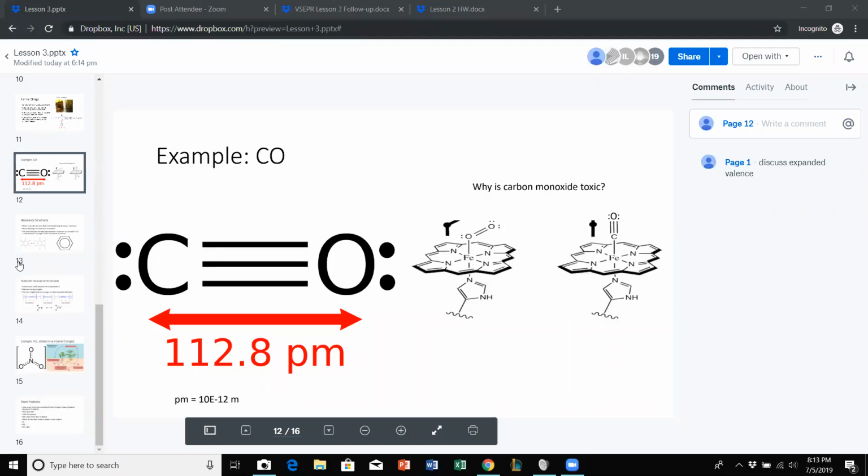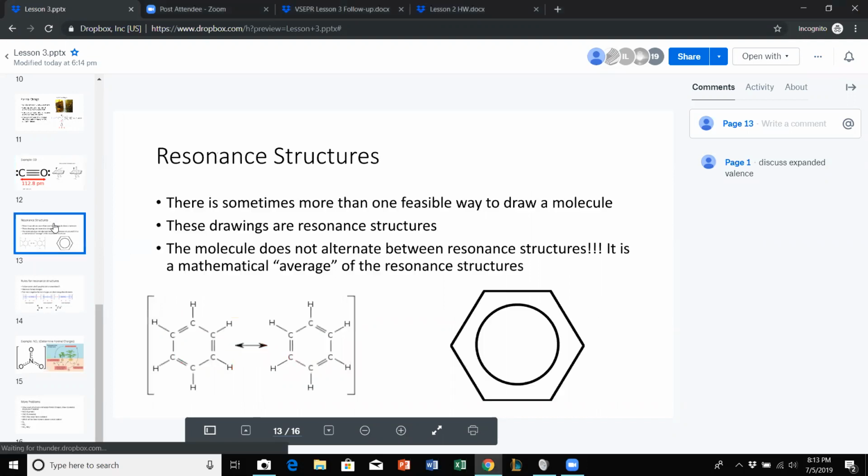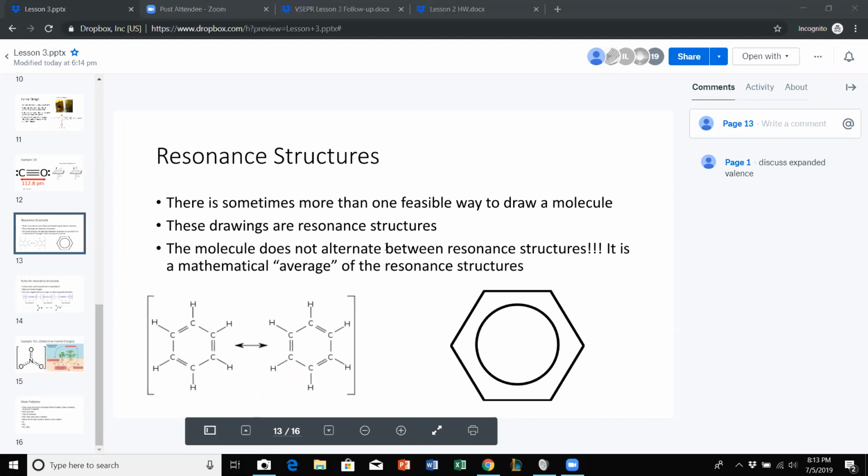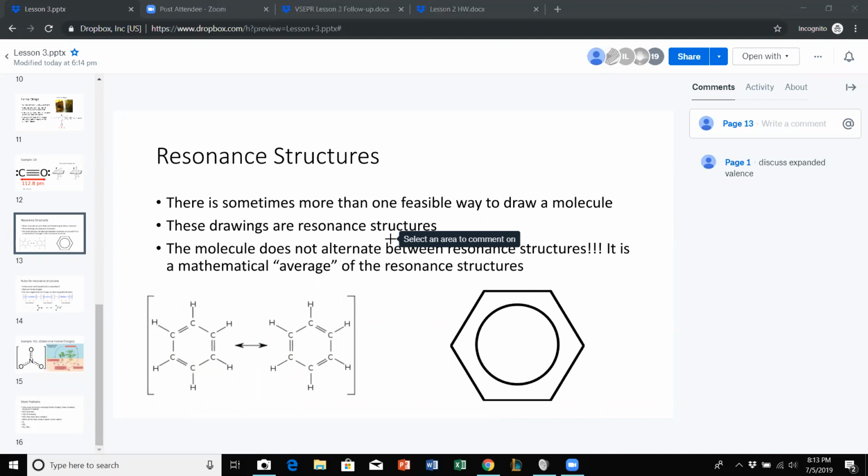So let's talk about the last major big idea. This is the idea of resonance structures. Sometimes there is more than one way to draw a molecule. These different drawings are called resonance structures.